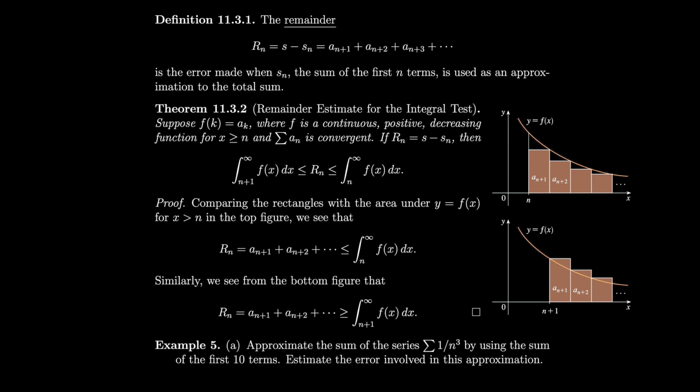Doing the same trick that we did when we proved the integral test, we can take rectangles on the left side and start at n plus 1, and then we'll see that all of these rectangles are also our remainder, and they are bigger than the integral, provided that we move the integral down to start at n plus 1 instead. So that makes sense that our remainder will be sandwiched in between these two integrals.